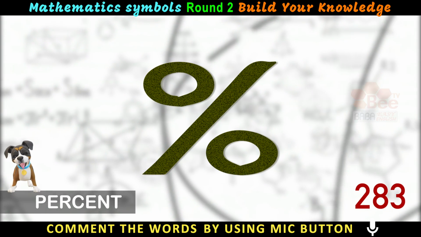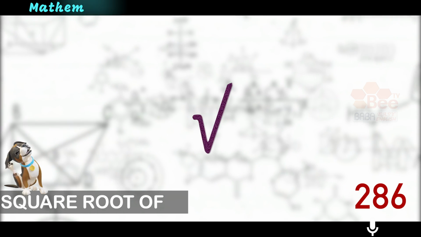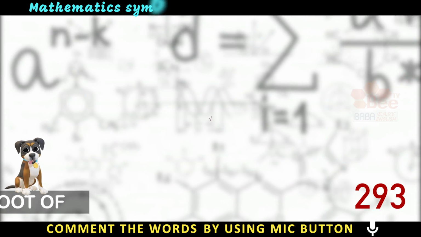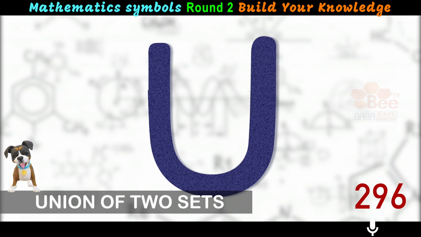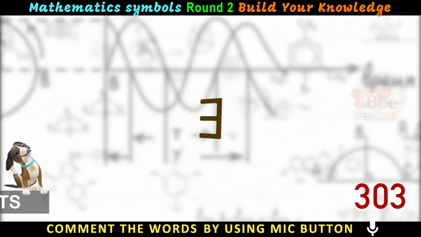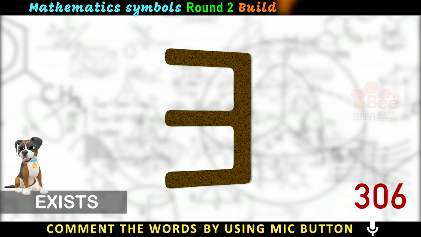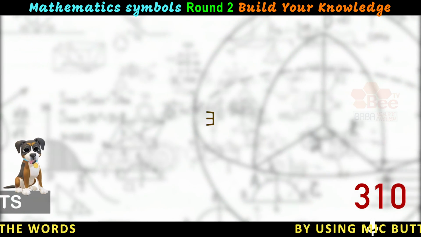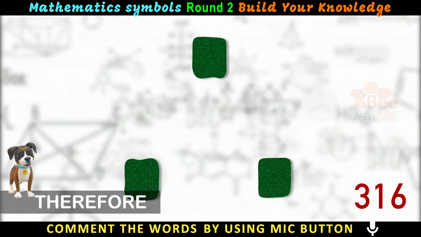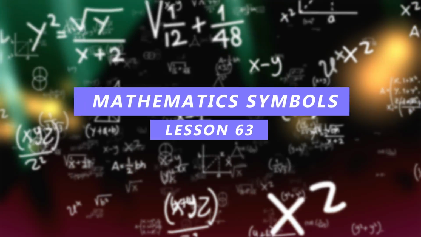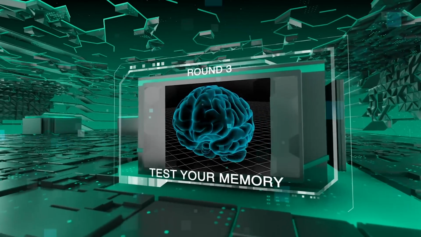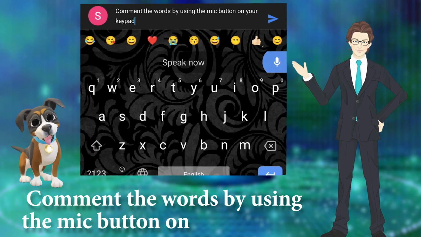Percent. Square root of. Union of two sets. Exists. Therefore. Round 3. Test your memory. Comment the words by using the mic button on your keypad.